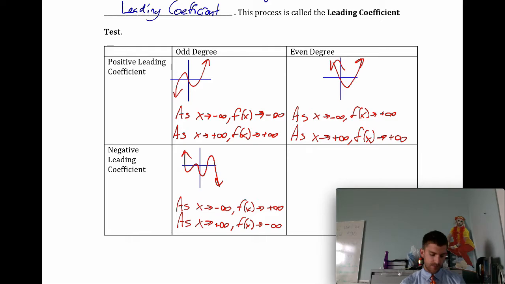Last one, and then I'm going to summarize some stuff here, some patterns you might notice. Here is an even degree with a negative leading coefficient. Maybe it looks like this.